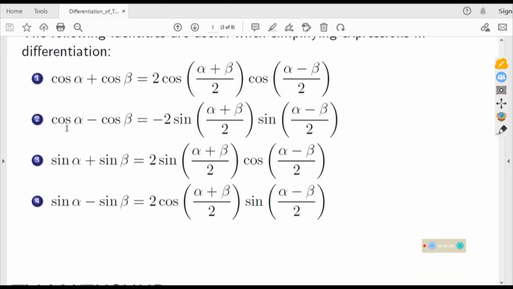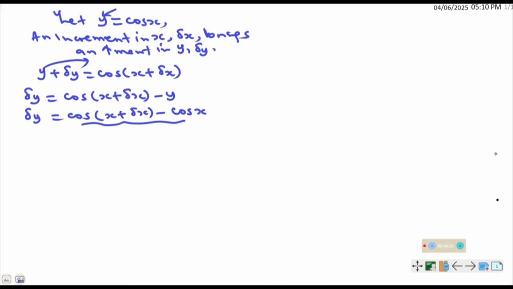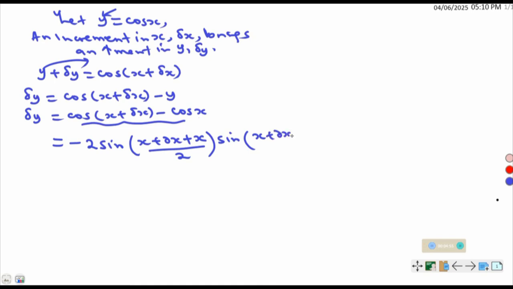From the factor formula we said if you have cos of alpha minus cos of beta, it is minus 2 sine of alpha plus beta over 2 sine of alpha minus beta over 2. We shall borrow the same knowledge from trigonometry and use the factor formula here, and we shall have this as minus 2 sine of x plus delta x, then adding this angle x, and the whole of this is divided by 2. Then again sine of x plus delta x minus x, again divided by 2.